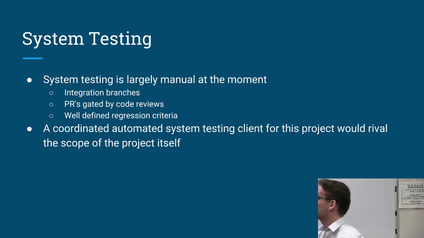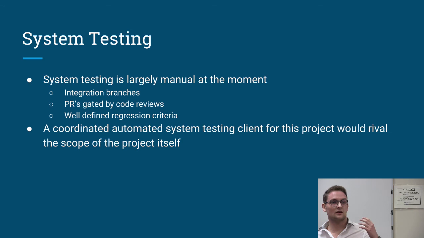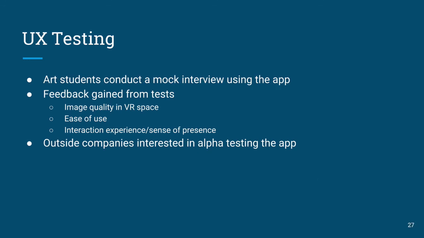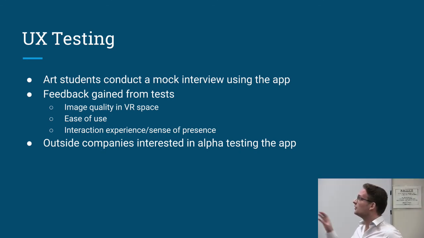What's been more of a challenge is the system testing. So at the moment, this is a manual effort. As you can imagine, creating automated system testing for a web app, a server, and a VR product embedded is very difficult. So we've got some standard procedures here, integration branches, PRs, and then well-defined regression criteria that we make sure before we approve any changes. That's been our effort around that. And then most importantly for second semester is going to be the UX testing. So we do have, through our sponsor, companies interested in trying this platform out. We're also interested in getting a couple students on board and getting their first impressions of the app.